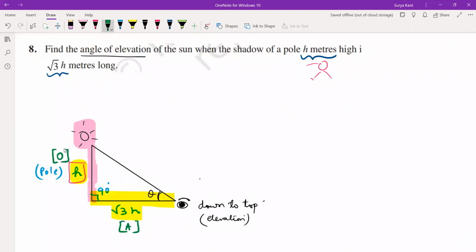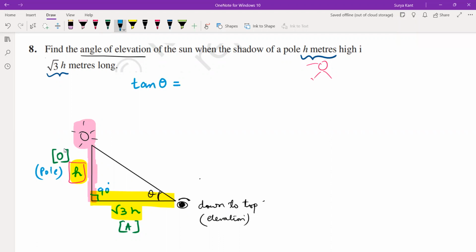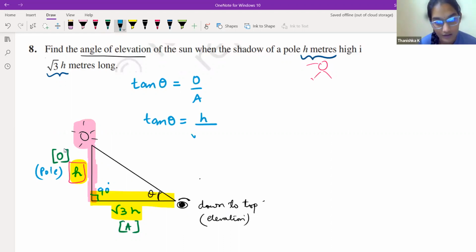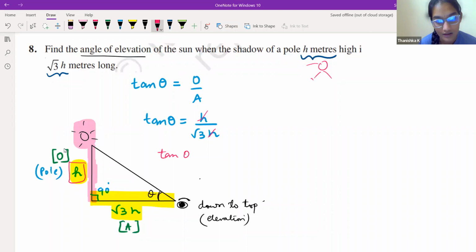So which trigonometric ratio is having O by A? O and A, theta: tan theta. So tan theta is equal to O by A. So tan theta is equal to H by √3h. H and H get cancelled. We get 1 by √3, which is tan 30 degrees.